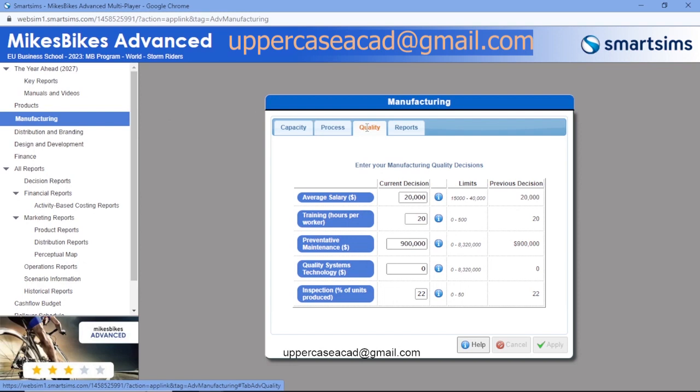Note that in the quality, the decisions here will determine the quality of products being produced, and we want to increase the efficiency of your workforce. The first part that you'll do is average salary, and I normally advise students to ensure that each year or each rollover, you are increasing your average salary to employees by a certain amount. Me, I normally prefer increasing it by 1,000.